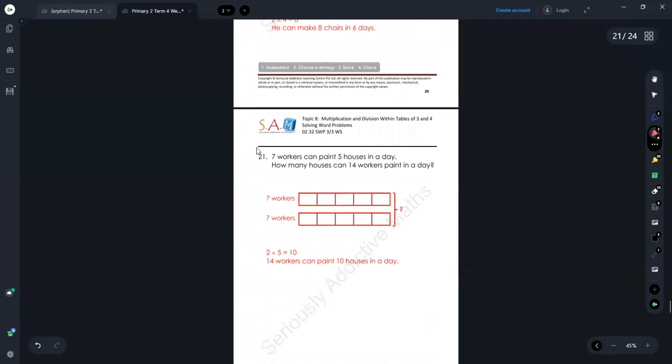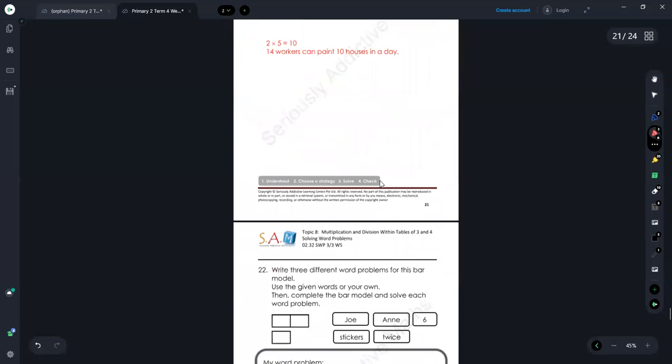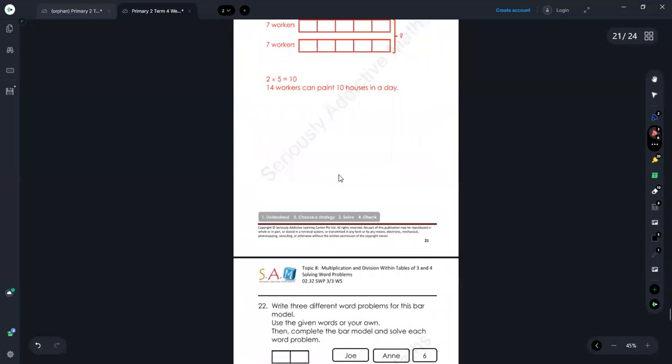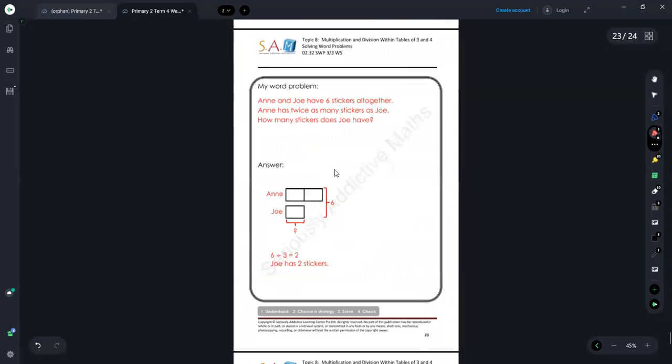What else? Let's see, 21. It's definitely something that you should help them with as well, especially the understanding question. And then I would say you can leave out 22. No need to do 22.